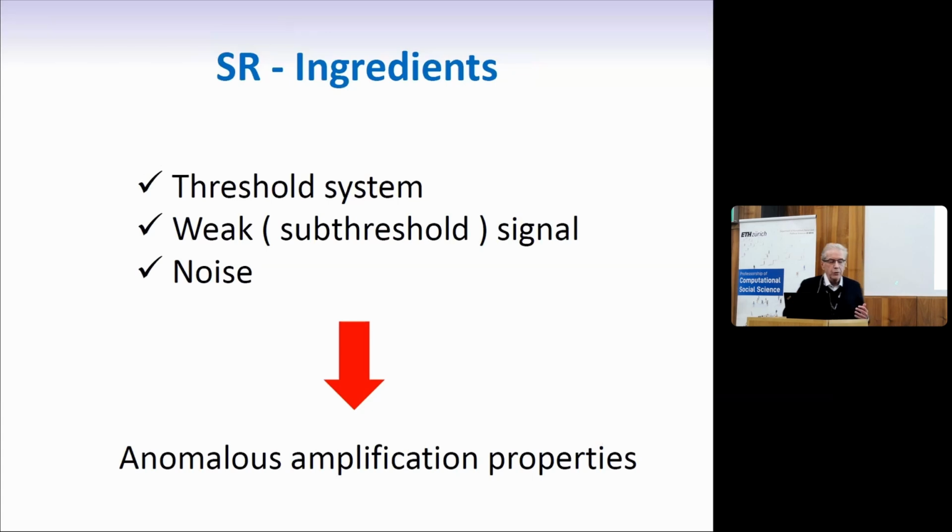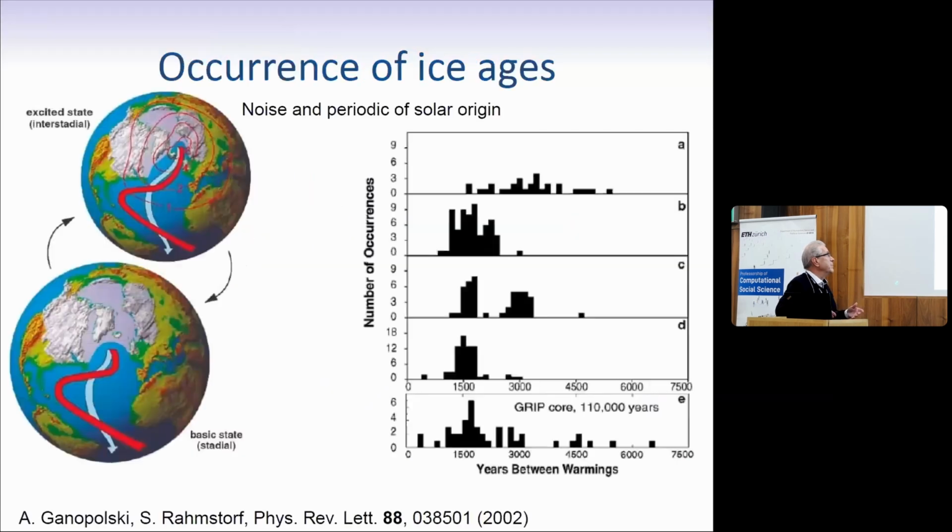Why is this a rather universal system? Because you need a threshold, like a barrier, you need a weak signal, and you have the presence of noise. This of course implies almost for sure anomalous amplification properties. And it has taken off since the start paper of Wiesenfeld and others in the early 80s.